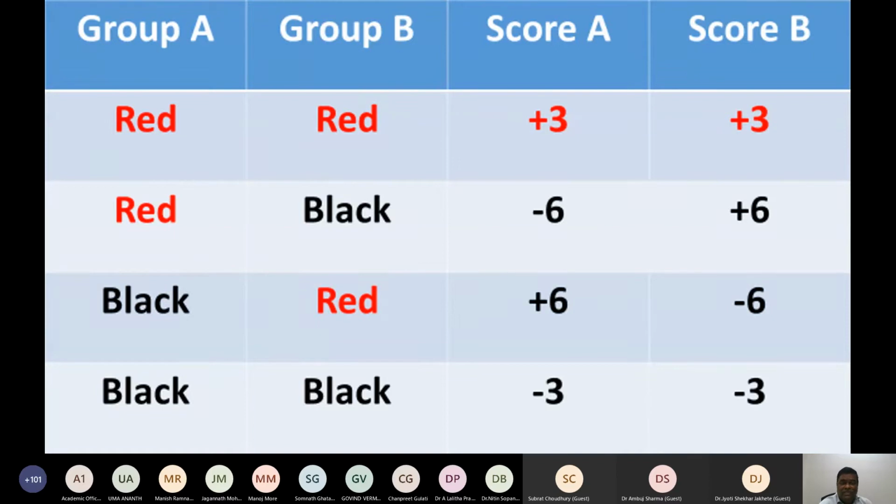Next time, after seeing their scores go down, group A will take revenge. They will play black and the other group will play red. So +6 and -6. If both of them play black, then -3, -3. Several rounds of this game would be played, and variations are there. After 3 rounds, I may say that now it is time for you to discuss. So I would allow them to discuss for some time and then play this game. In that discussion, they may have agreed to play only black, and suddenly somebody would play red, so that the other group members will get lower marks.